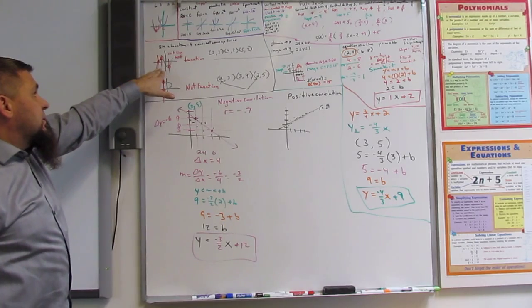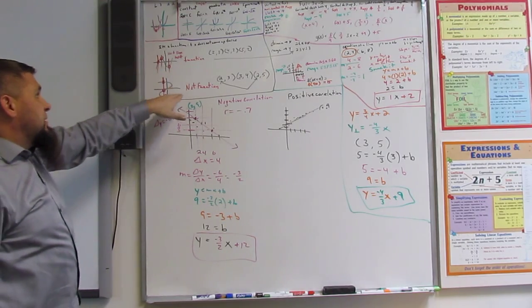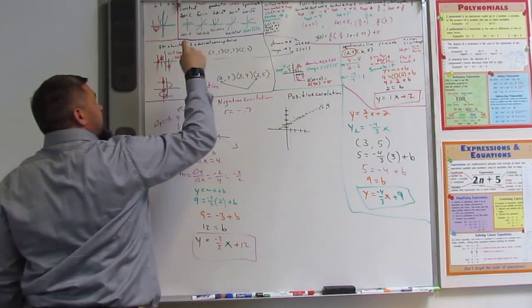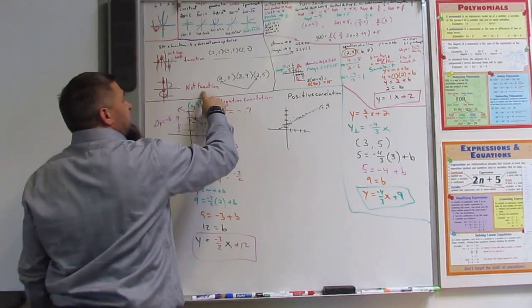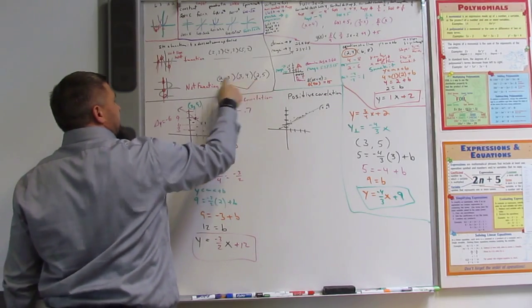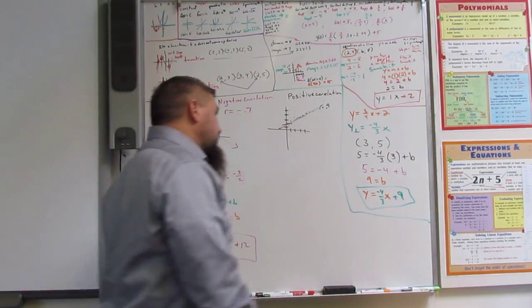If it didn't fail the vertical line test, it's a function. If it did fail, it's not a function. If x doesn't come up twice, then it is a function. If x comes up twice, it's not a function. So there's two x's that are the same, so it's not a function.